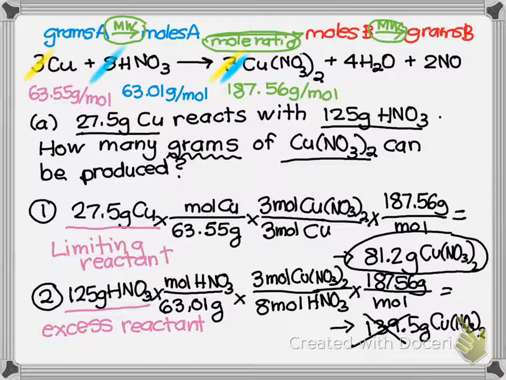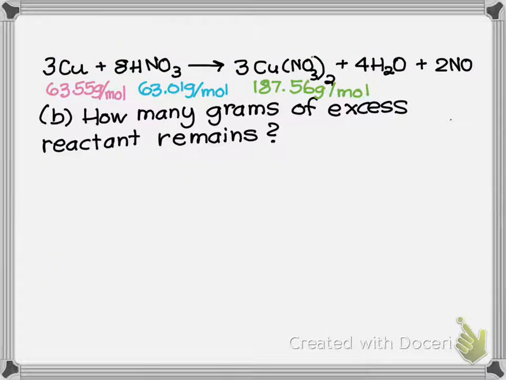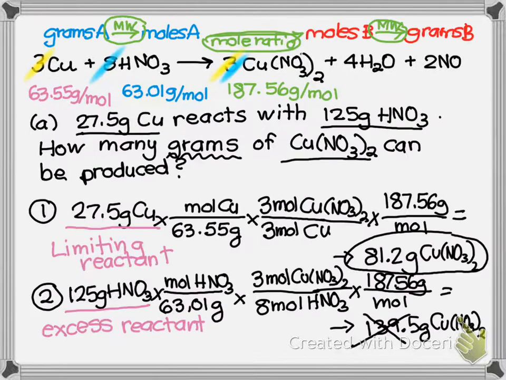So let's look at the next question that has to do with this particular reaction. Letter B says, how many grams of the excess reactant remains? Well, there are several ways to do this, and I'll tell you how I think about it. I take whatever the limiting reactant is, and I ask myself the question, how much of the excess reactant is needed? So let me go back to the previous page.